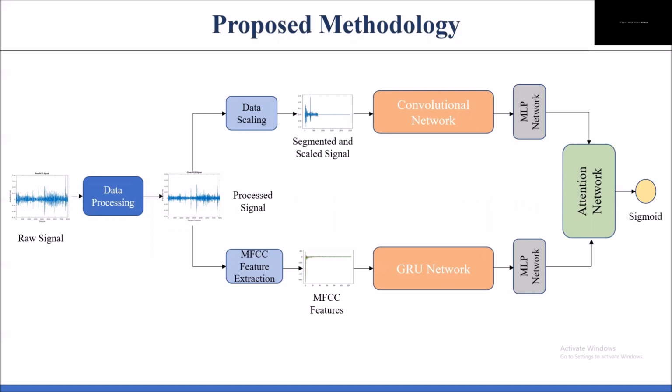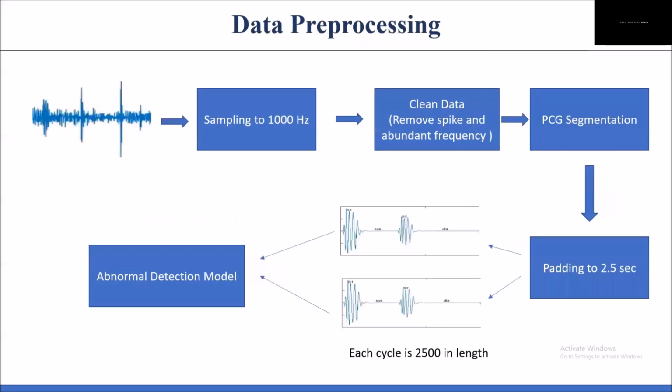In the first stream, we use the raw signal passing through a 1D CNN to generate the important features. In the next stream, we use the MFCC feature which passes through the GRU network. These 2 features are then combined using a novel attention network and passed to the classification layer, which produces the final output. In the data preprocessing block, we first resample the original data to 1000 Hz. Then we clean and segment it into cycles. Each cycle is then padded to 2.5 seconds, which is equivalent to 2500 sample length. These cycles are then fed to the model.